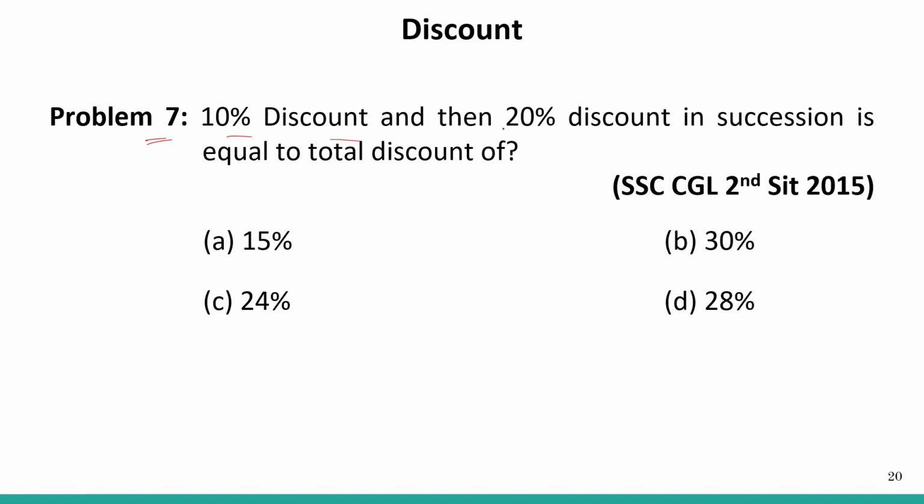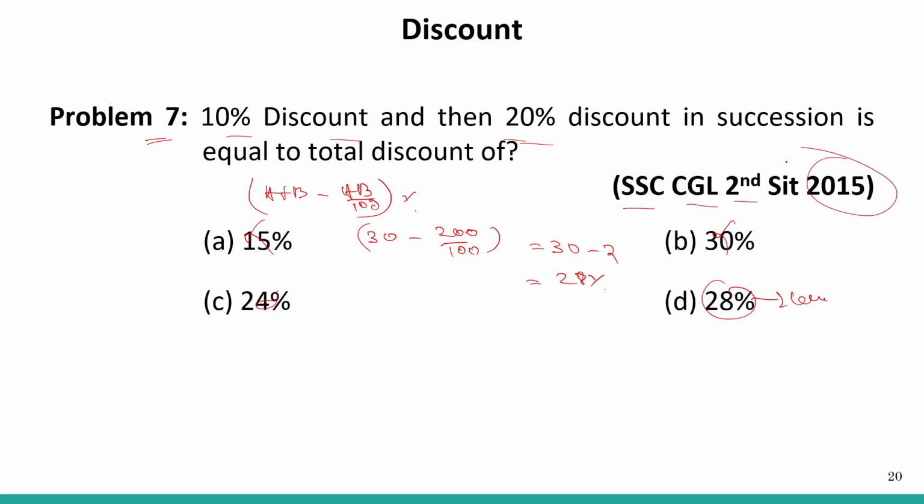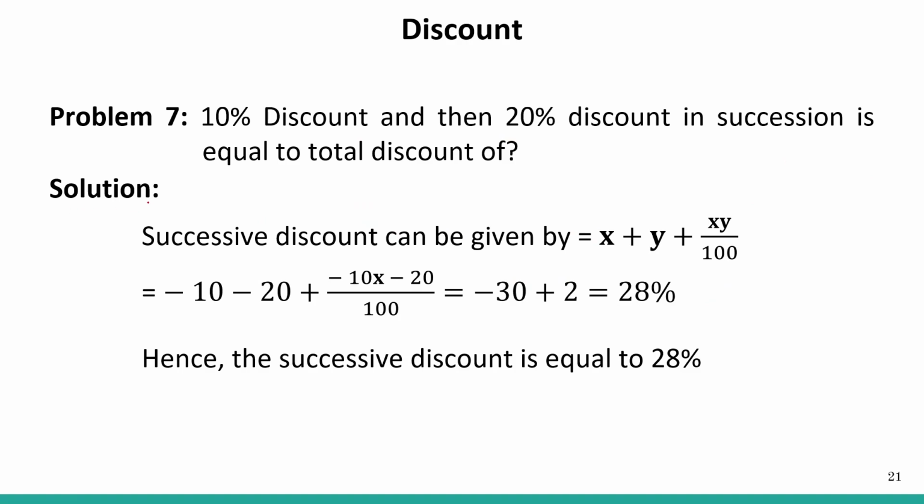So 10% discount and 20% discount in succession is equivalent to what? We'll use the formula a plus b minus ab by 100 to get the equivalent percentage. So it will be 30 minus 200 by 100, that is 30 minus 2, which is equal to 28%. So among options A, B, C and D, only D is correct. B, C and A are all incorrect answers. This question appeared in the SSC CGL second sitting of 2015 paper. So let's go forward with the step-by-step solution.